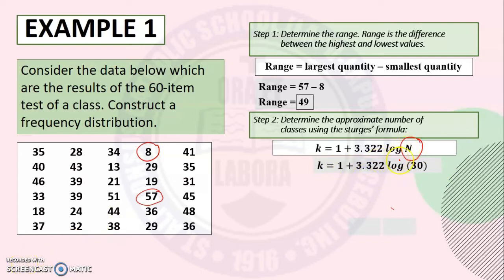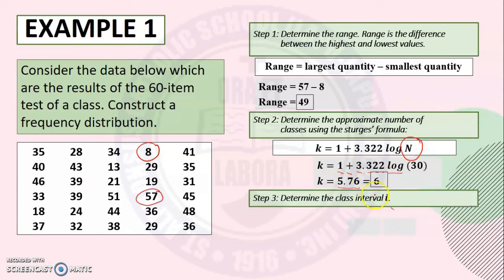So if we are going to solve for k, we will use a calculator. So get your calculator and encode 1 plus 3.322 log open parenthesis 30 close parenthesis. Once done, press enter, and the result is 5.76. But according to the steps, the value of k should be rounded off to the nearest whole number. So since this is 7, 5 will become 6.